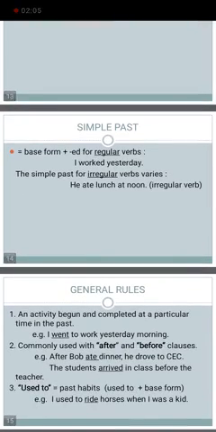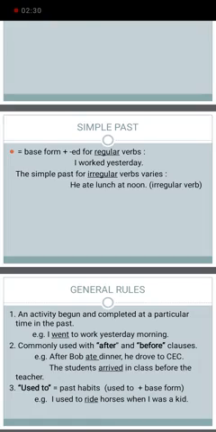simple past tense. So when we want to form simple past tense, we simply add ed to the base of the word, which is always a verb. For example, I work. So if you want to talk about past tense, it will be I worked yesterday.